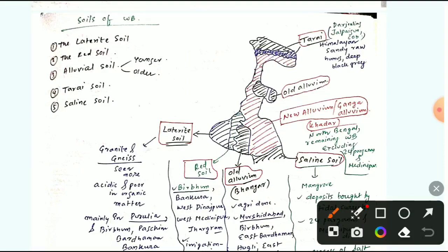In the Terai region, we see it in north West Bengal, in Darjeeling, Jalpaiguri, and Kuchbihar districts. Himalayan sandy, raw humus, deep black grey, that is the color. In old alluvium, you can see it in Malda. New alluvium, the Ganga alluvium, that is Khadar, is the maximum. In North Bengal and the remaining West Bengal, excluding 24 Parganas and Medinipur, the maximum part is new alluvial.